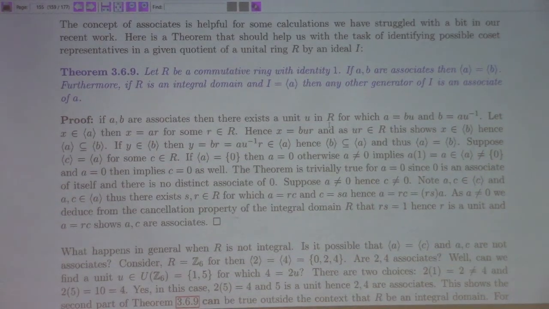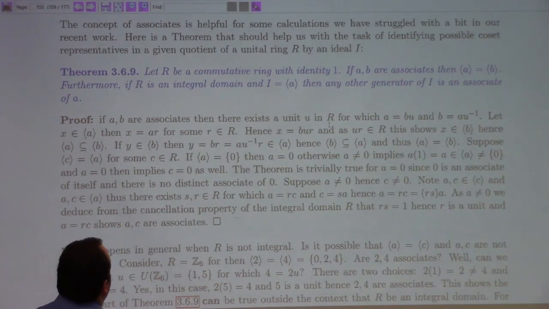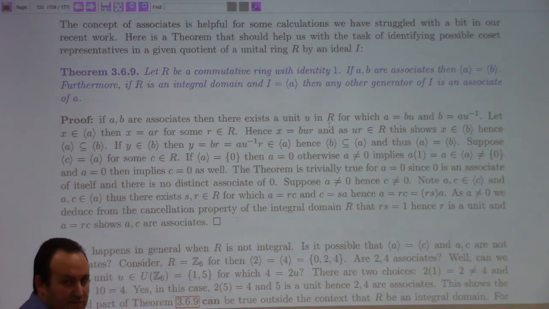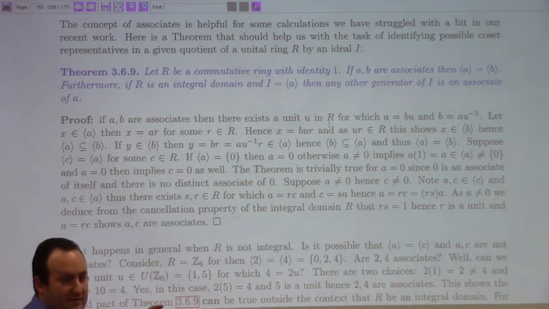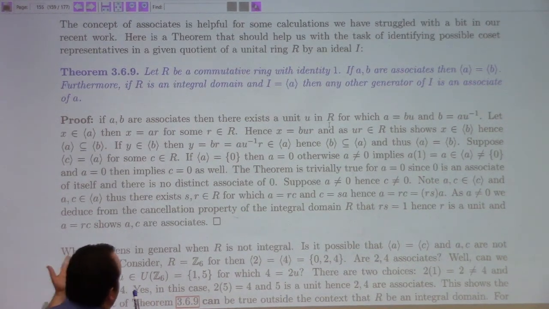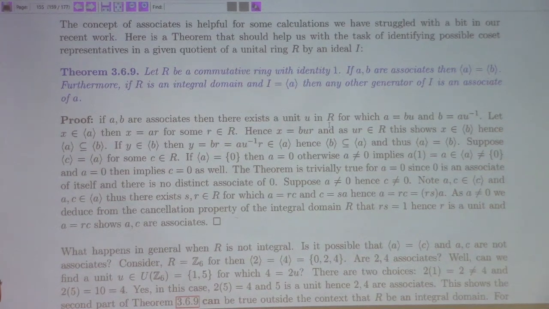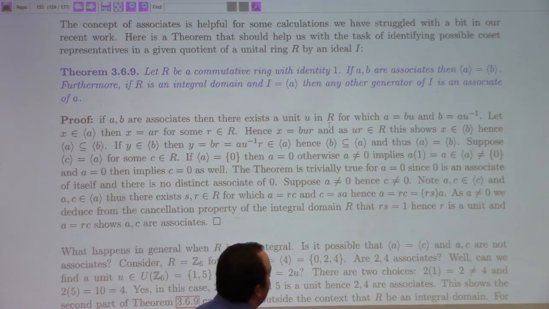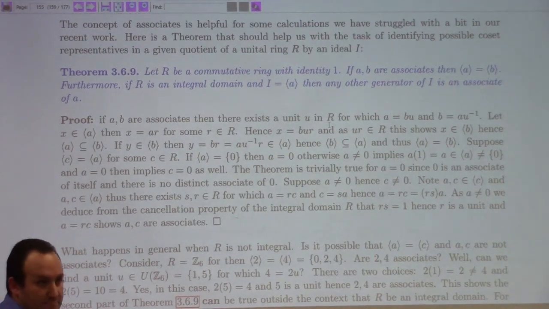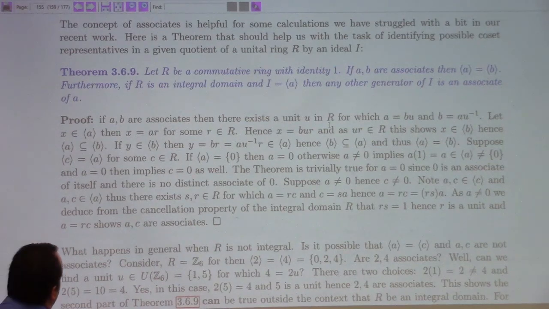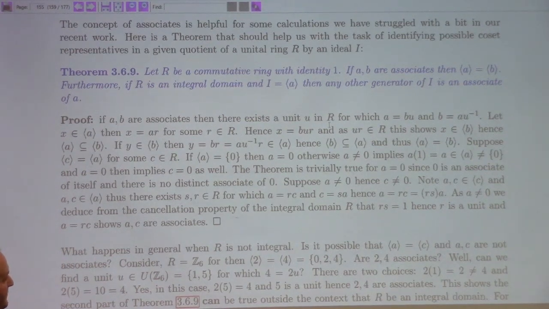Of course, this concept of associates is really important, and it'll help us a lot with explicit calculations going forward. We're trying to find the representatives of a factor ring. This is very, very useful. The fact is that if you have a commutative ring with identity, and a and b are associates, then the principal ideal generated by a is equal to the principal ideal generated by b. Furthermore, if R is an integral domain and I is equal to the principal ideal generated by a, then any other generator of that ideal is an associate of a.